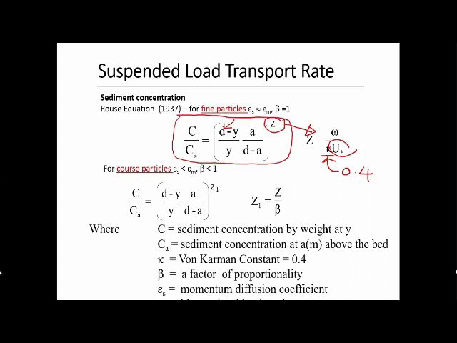You can use these equations if you have fine particles, when your beta is equal to 1. So kalau you ada coarser particles, then you have to use this equation, which is similar to the first one, but with the parameter Z1. So Z1 is equal to Z divided by beta lah. So kalau beta is equal to 1, then Z1 is equal to Z. But if beta is lesser than 1, then you have to use this graph.